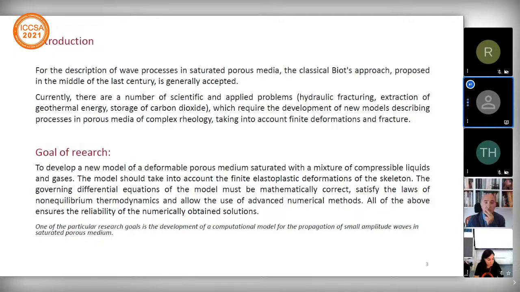Our goal is to develop a new model of a deformable porous medium saturated with a mixture of compressible fluids, liquids, and gases. This model should take into account the finite elastoplastic deformation of the skeleton, and the governing differential equations of the model must be mathematically well posed, satisfy the laws of non-equilibrium thermodynamics, and allow the use of advanced numerical methods. All the above properties of the governing equations ensure the reliability of the numerically obtained solutions. One of the particular research goals is to develop a computational model for the propagation of small amplitude waves in a saturated porous medium.